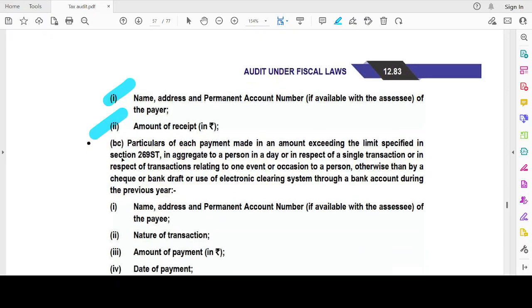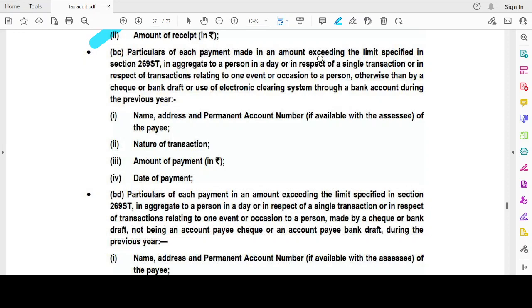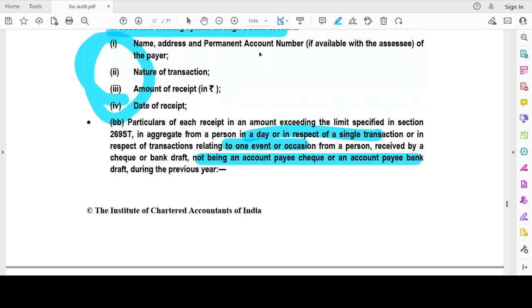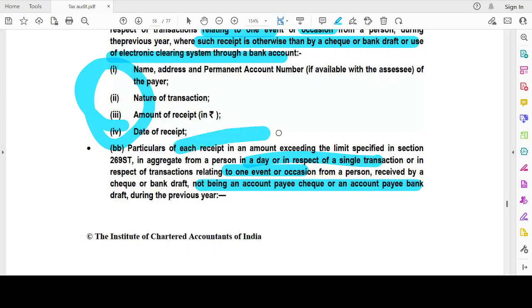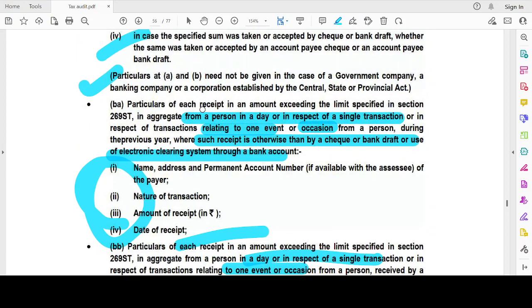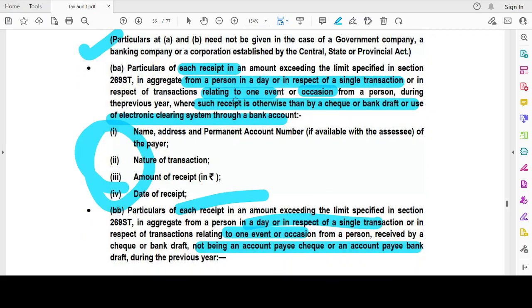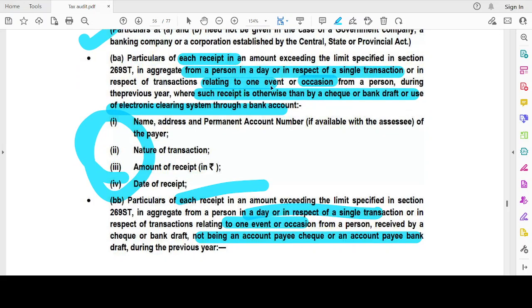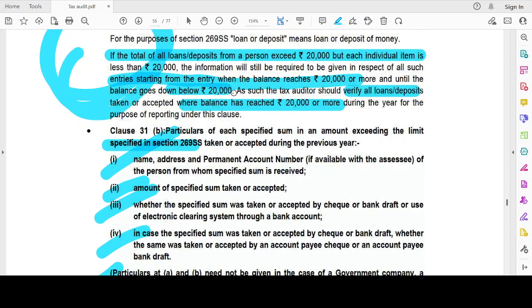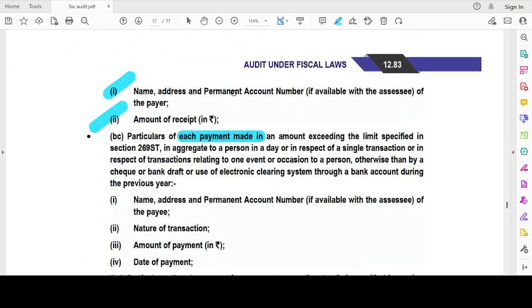31BC. Particulars of each payment made in an amount, each payment made. Okay, this was each receipt, in an amount exceeding the limit specified. Okay. Can we move on? This was each subclause. Okay.